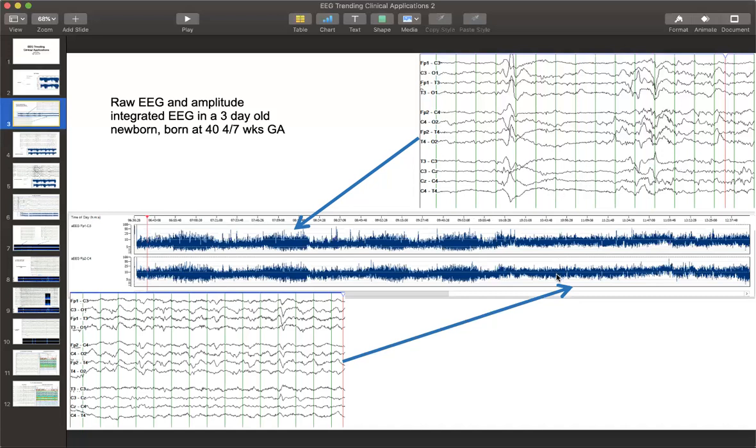And then here at a later point in the morning, we can see that the baby is awake and has a continuous background, and the baseline of the amplitude integrated EEG is well above 5 microvolts. The peak is here in the teens. And on the raw EEG, you can see a nice continuous background without the bursts and attenuation.